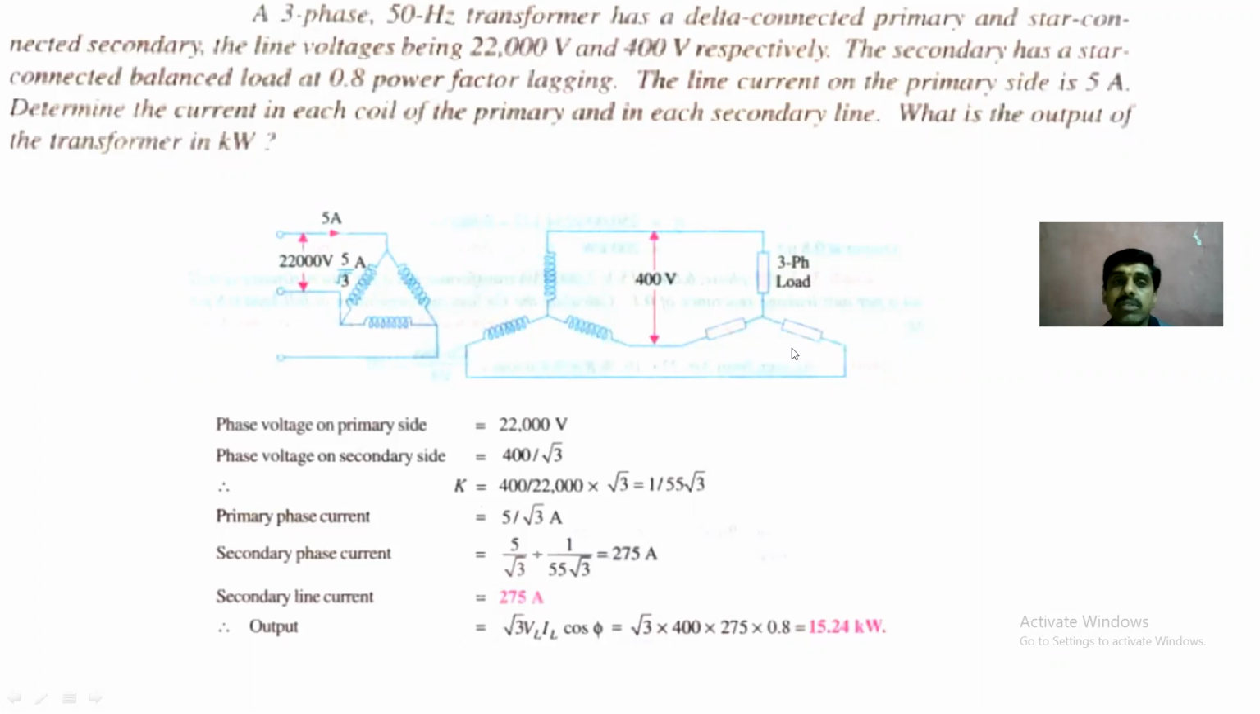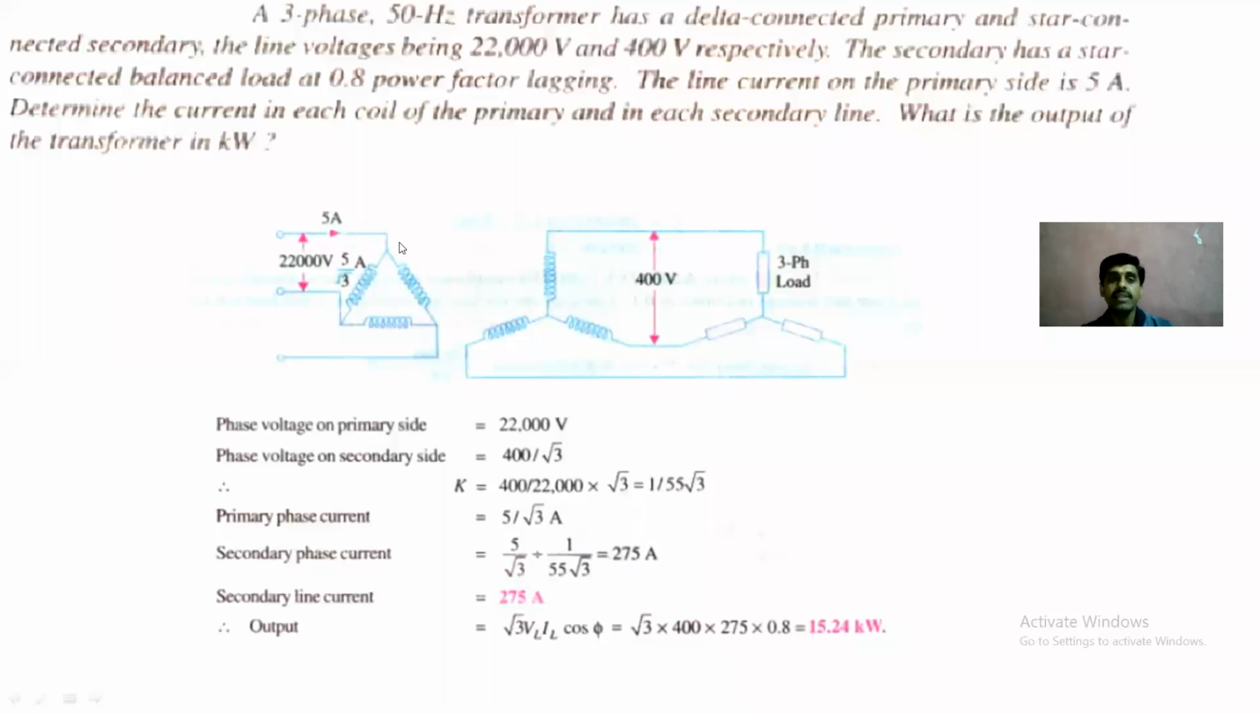One should know about the star delta transformer, line currents and phase currents, and the line voltage and phase voltage relationships. If you take the primary side, line voltage is equal to phase voltage. On the secondary side, phase voltage is equal to 1 by root 3 of the line voltage. On the primary side, if the line current is given, the phase current equals 1 by root 3 of the line current. On the star side, line current equals phase current.